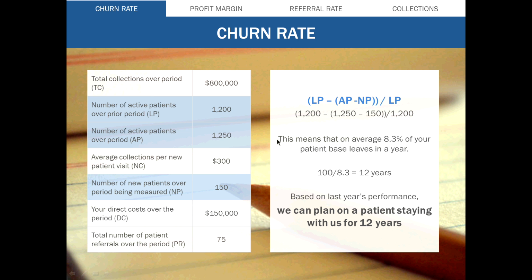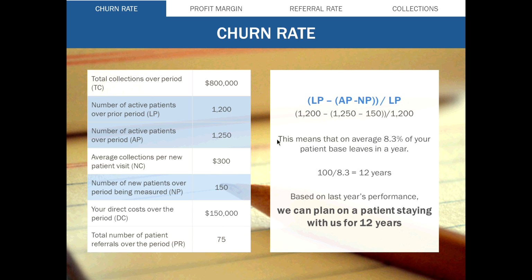And this number would be the number of new patients over the year being measured, which would be 2014, if we're using today's environment to make this calculation. This is the math calculation behind it. Basically what we're doing is trying to figure out how often our patients will leave our practice. In our example, this practice is seeing 8.3% of their patient base leaving in a year.